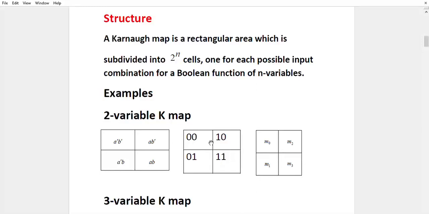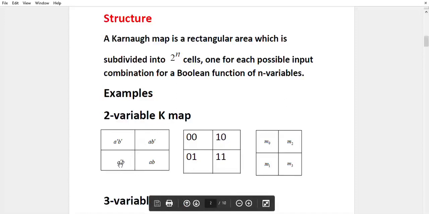This table gives the binary representation. Of course, a dash takes the value 0 and a takes the value 1. Therefore, a dash b dash in this place is 0 0, and for the expression a b dash it is 1 and 0. Likewise the others. And the third table gives the min-term representation. This is 0, this is 1, this is 2 and 3. To remember, you can very easily recall this is 0, 1, 2, 3.